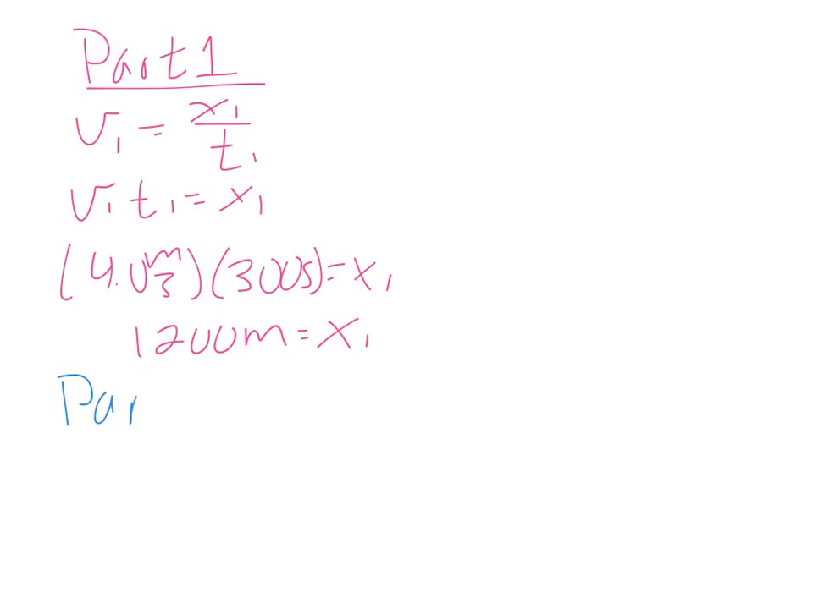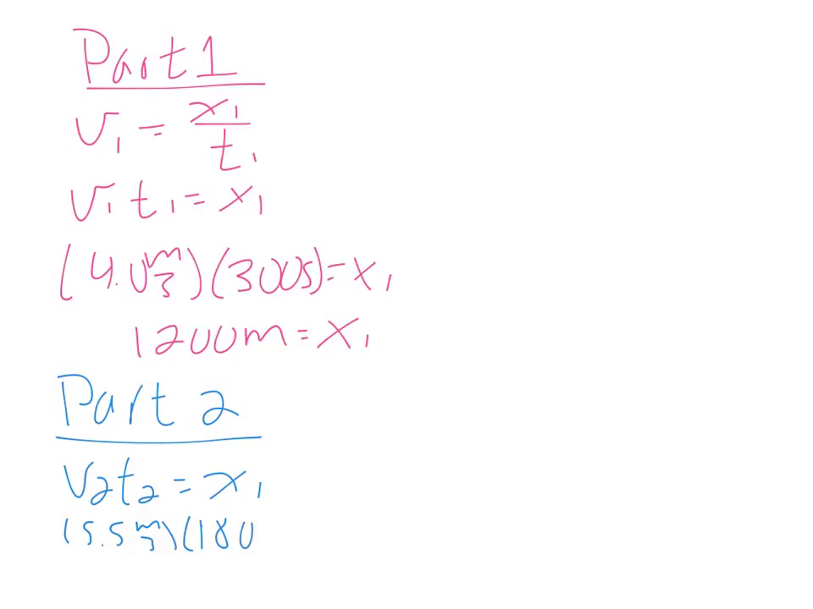Part 2, we have the same information, so we can find the same things. Speed in part 2 times the time in part 2 will give me the distance in part 2. 5.5 meters per second times 180 seconds, this should be a 2, not a 1, equals my distance in part 2. So in part 2 of the walk, they went 990 meters.